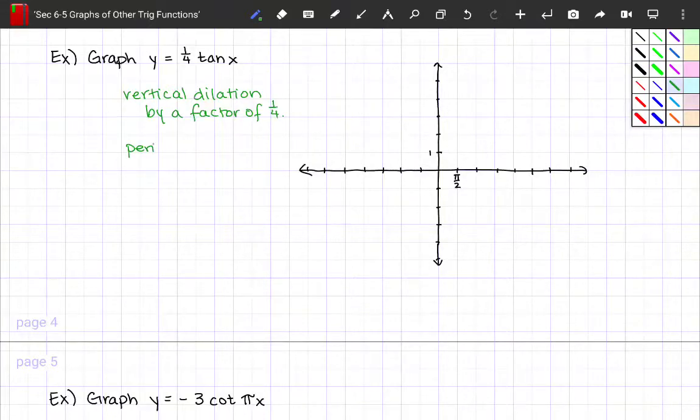By the way, the period for tangent and cotangent would be pi over b, not 2 pi over b, but pi over b. But in this case, it's pi over 1, so it's just pi. All right, so my asymptotes don't change places, so they're still in these same locations.